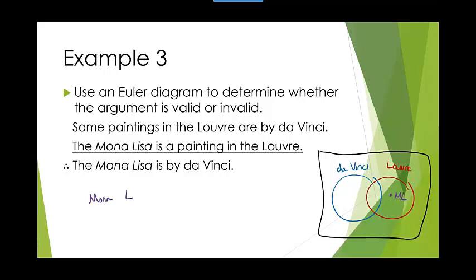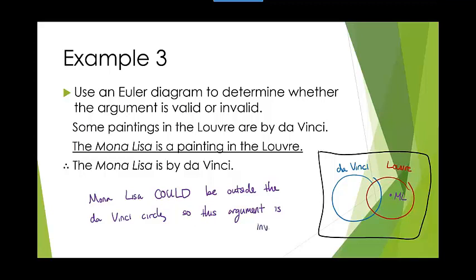So the Mona Lisa, again, could be outside the Da Vinci circle. It doesn't have to be, but it could be. And so the argument is invalid. Okay, so when there's an ambiguity, you put the dot in the place that illustrates how the conclusion may not be true.